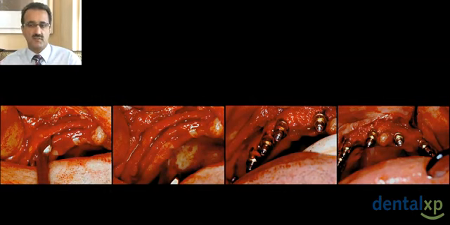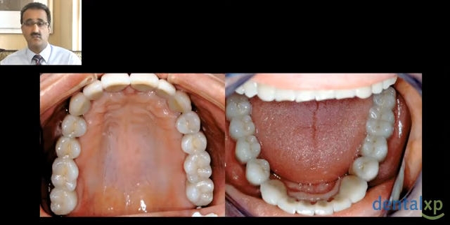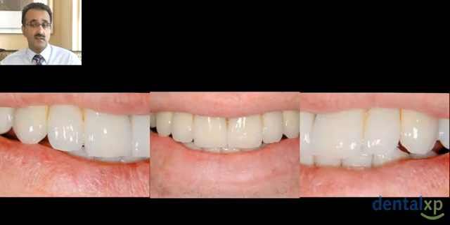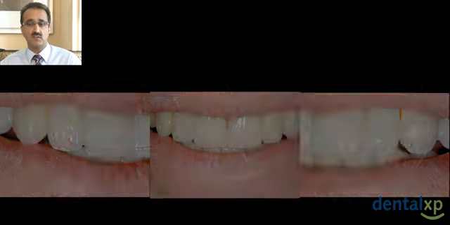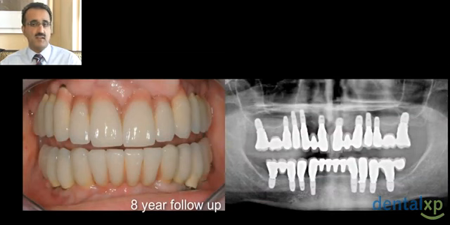Have a look at this. We can create crown and bridge work on that same patient, having had teeth missing for 20 or 30 years. Aesthetically, it produces a reasonably good result, good lip support and all the rest of the parameters that we seek to achieve. And look at the 8-year follow-up.